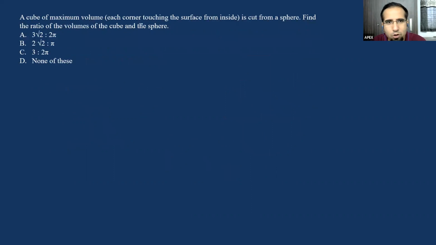So a cube of maximum volume, with each corner touching the surface from inside, is cut from a sphere. When you're cutting a cube from a sphere, you need to understand that the diagonal of the cube will become equal to the diameter of the sphere. That is what we are looking at.